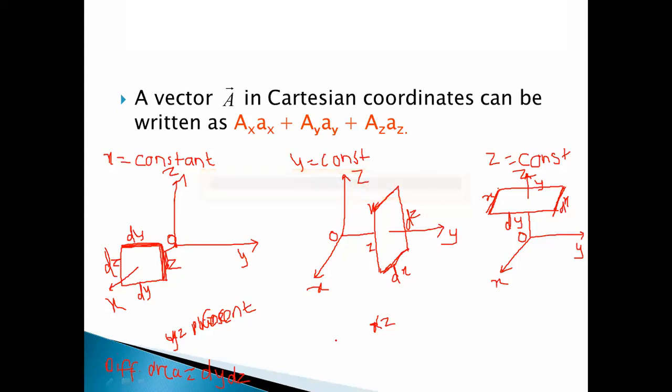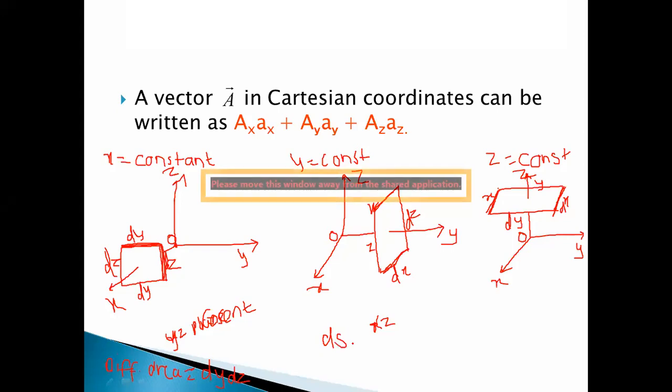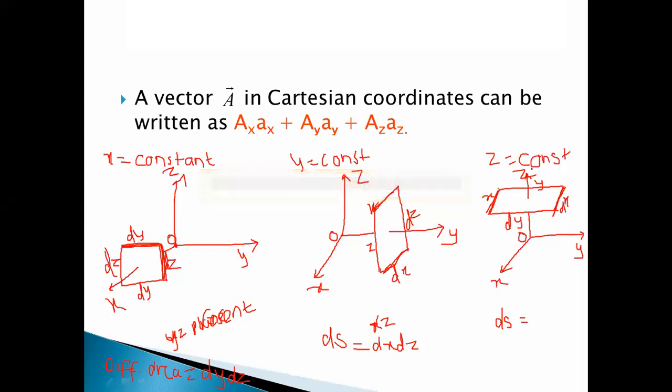Similarly, when y is equal to constant, what is the differential area? dx dz. Yes, dx dz, correct. Then when z is equal to constant, what is the differential area ds? dx dy.